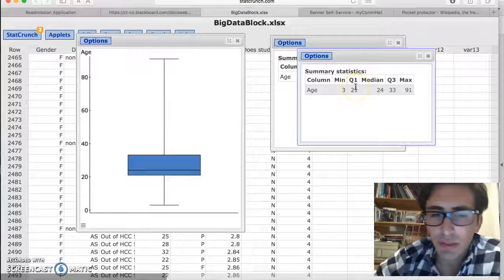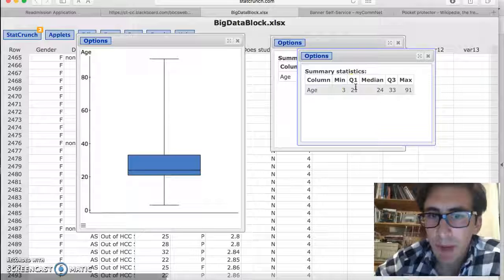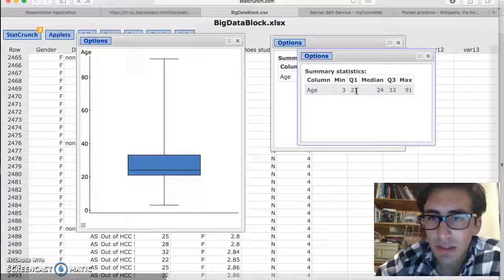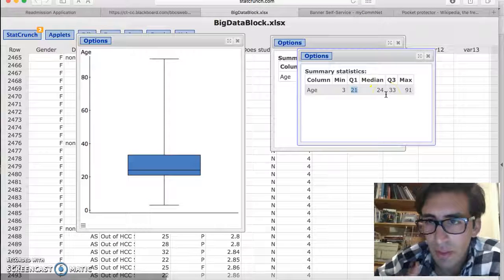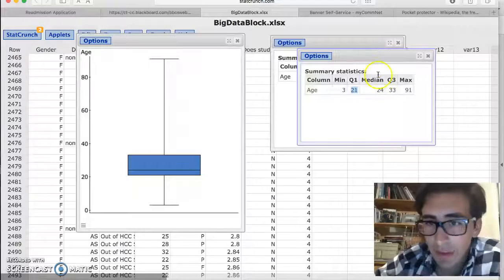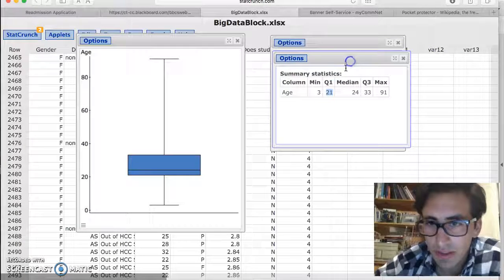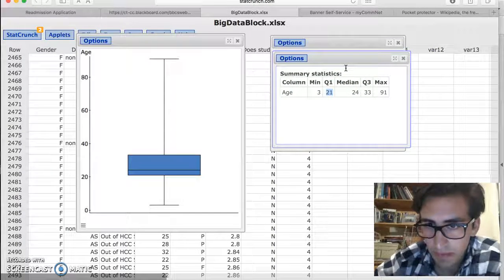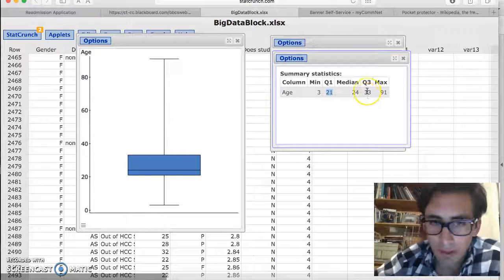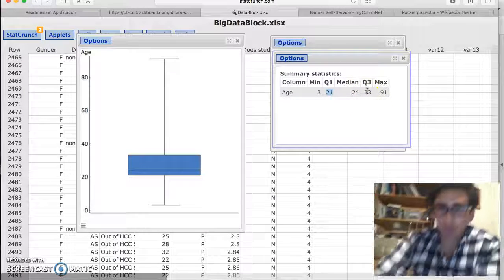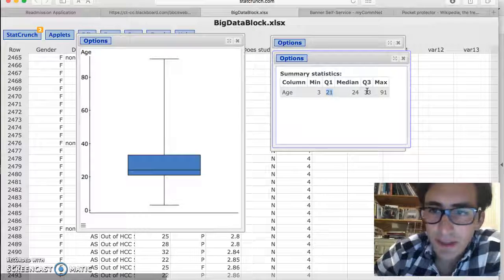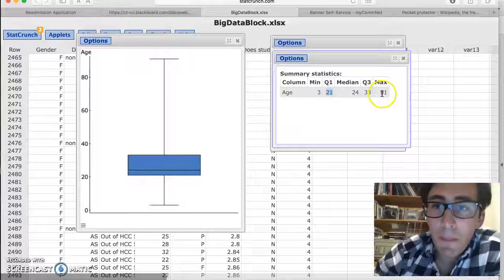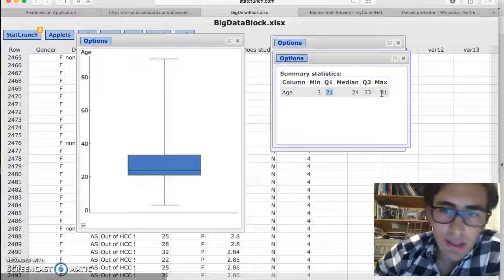Quartile one, which is when you arrange all the numbers, the bottom 25% of the data set, was 21. In the middle, we had 24, which was right in the middle of all the people. And then quartile three, which is the 75th percentile, was 33. And then the maximum was 91.